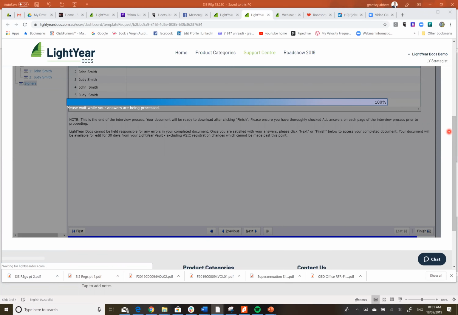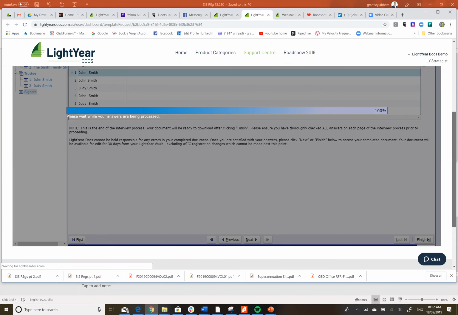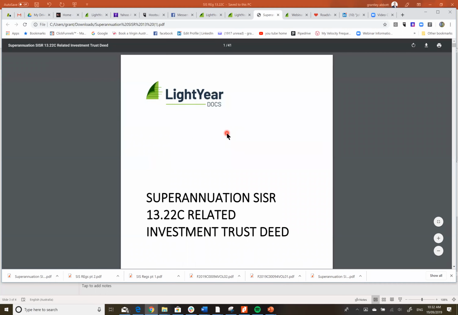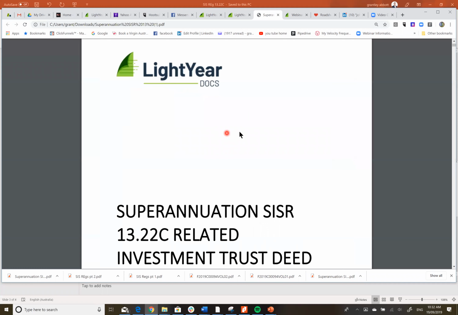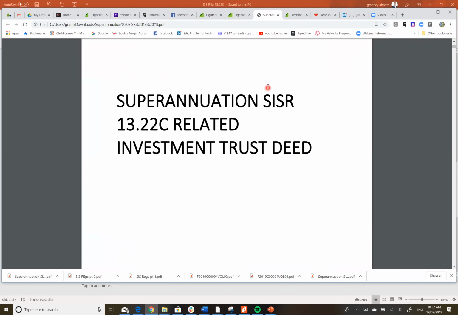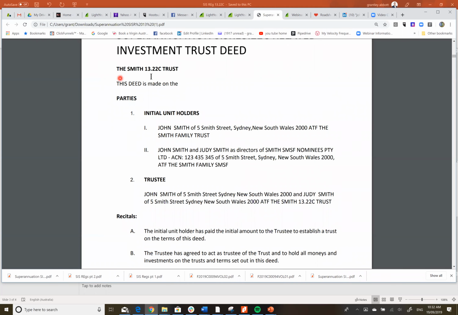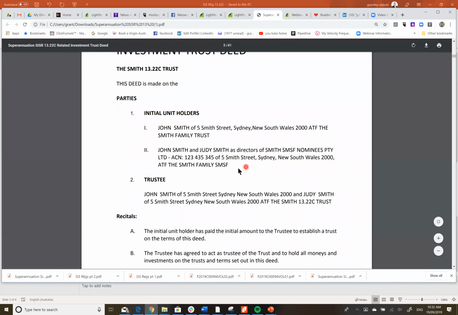So it's just taking a little while, mainly because I've had to relaunch it. I just download the document, and you can see here is the PDF. That pops up, and now I've got a superannuation SIS 1322C related investment trust deed. So you've got all the normal disclaimers. You've got there the Smith 1322C. The initial unit holders are John Smith as trustee for the Smith Family Trust, John and Judy Smith as directors of Smith nominees as trustee for the Smith Family Super Fund.